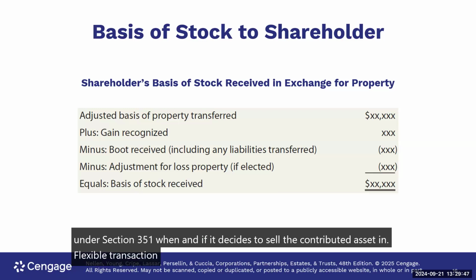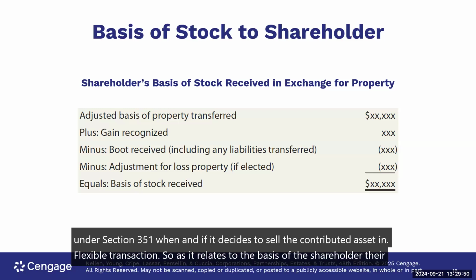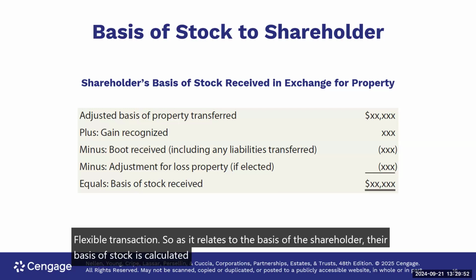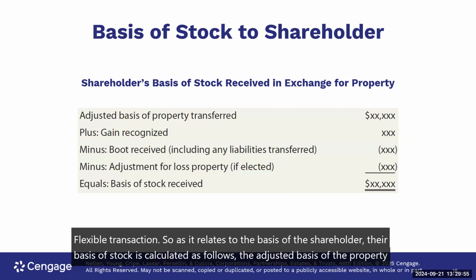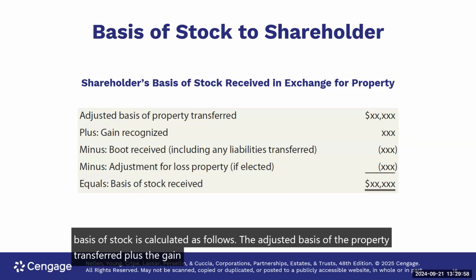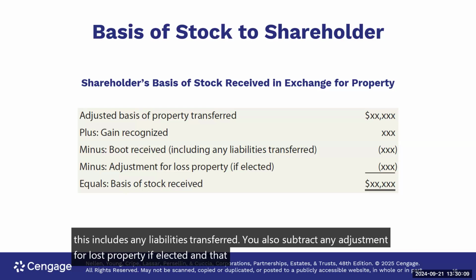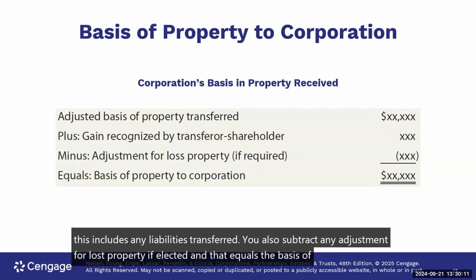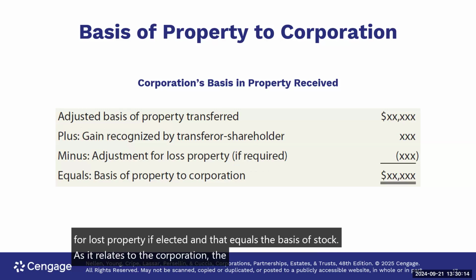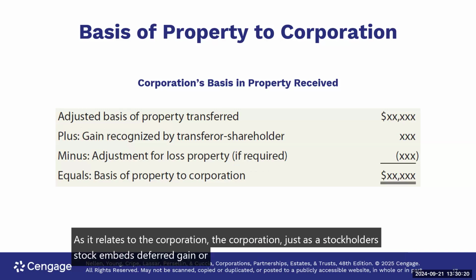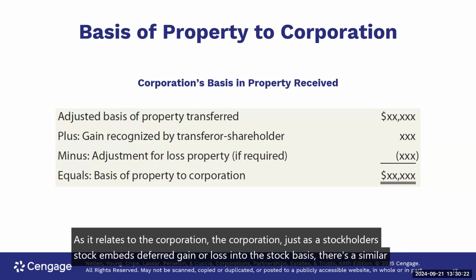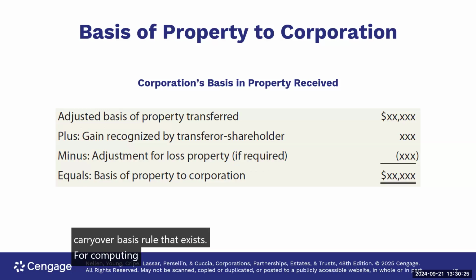As it relates to the basis of the shareholder, their basis of stock is calculated as follows: the adjusted basis of the property transferred plus the gain recognized. You subtract any boot received, and this includes any liabilities transferred. You also subtract any adjustment for lost property if elected, and that equals the basis of stock. As it relates to the corporation, just as a stockholder's stock embeds deferred gain or loss into the stock basis, there's a similar carryover basis rule that exists for computing the basis of the corporation's property.